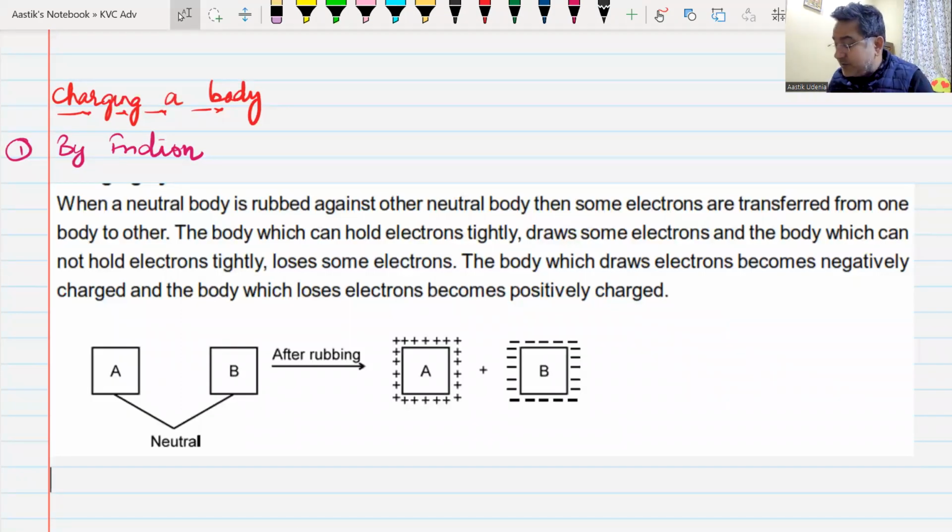So initially both the bodies are neutral. After rubbing, one gets positive charge, one gets negative charge. Remember, the total charge should remain constant. So net charge before charging was 0. Net charge after charging is also 0. So whatever positive charge one body gets, the other body gets the negative charge. Do we understand this? Yes or no? Yes, sir.